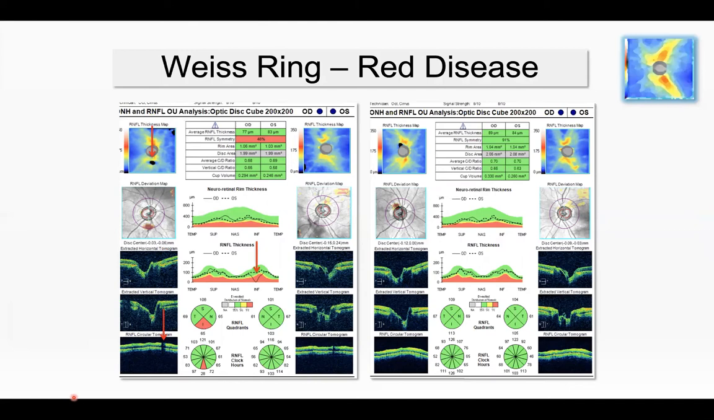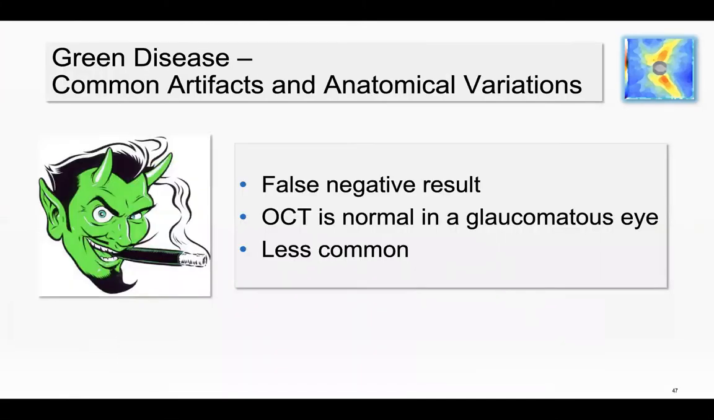This is the white ring causing red disease. We will see examples of the white ring doing funny things again. Green disease is just the opposite. It's the false negative result. OCT is normal in a glaucomatous eye, but it's much less common.